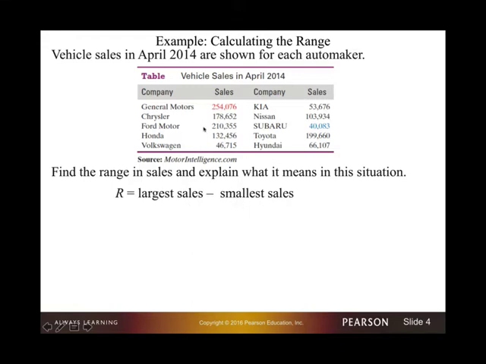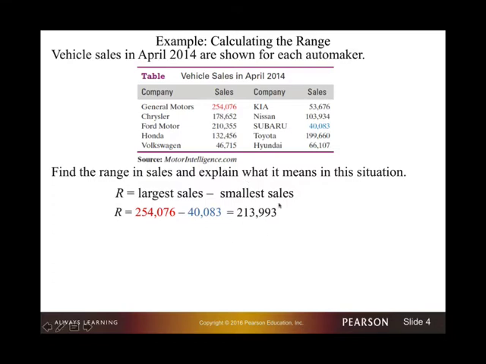So look at the data. The largest sales will be General Motors, that will be this number, minus the smallest one. The smallest one will be Subaru, this number here. So plug in the formula and use your calculator to see what you get. You should get this number. This is going to be the range in sales.